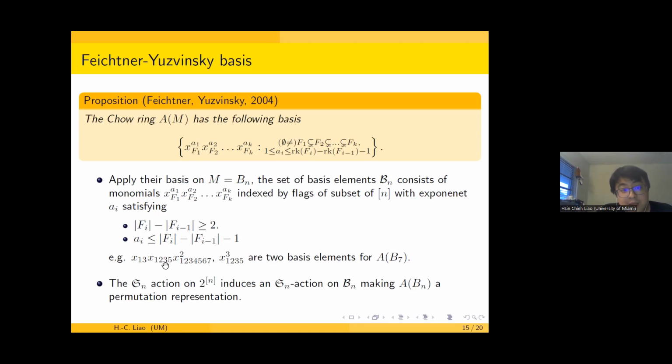Because they are indexed by subsets of the n-set, there's a natural S_n action on these subsets, and it will induce an S_n representation on this Chow ring of the Boolean matroid, and it is a permutation representation.